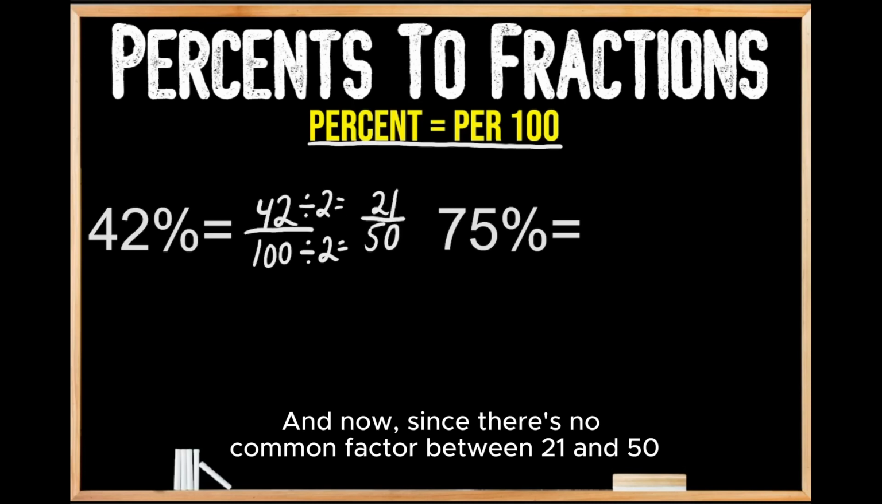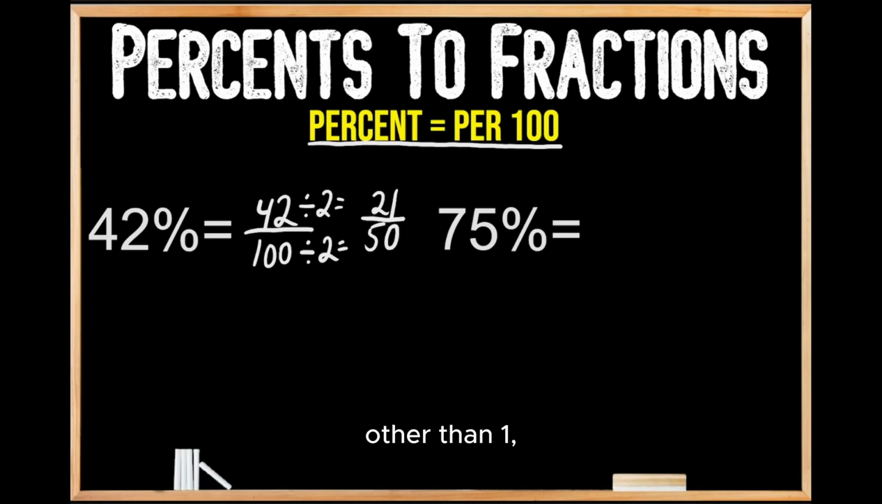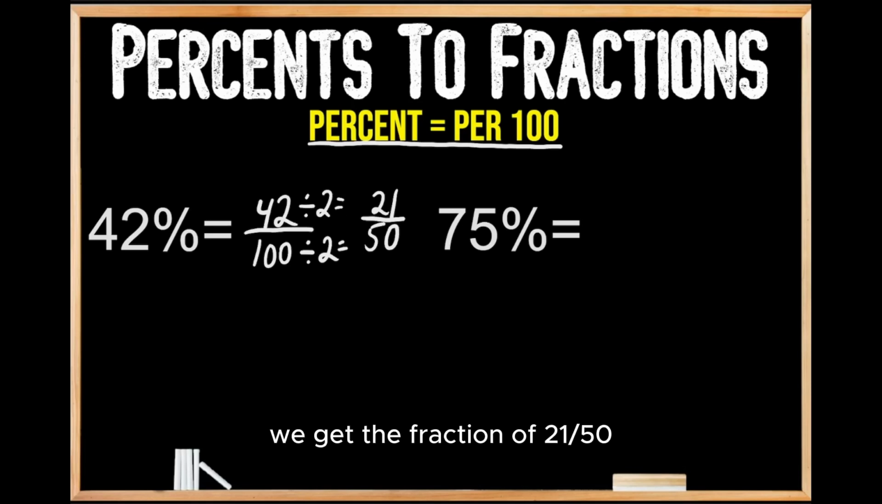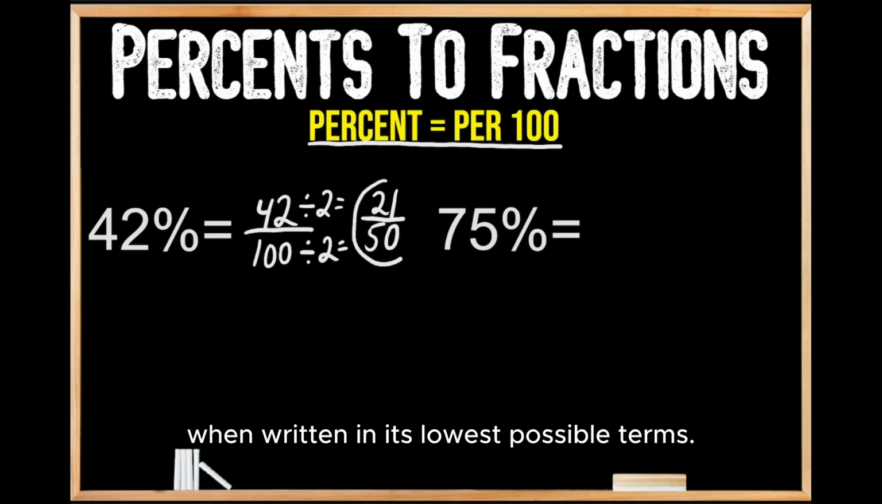And now, since there's no common factor between 21 and 50 other than 1, we know that we've written this fraction in its lowest possible terms. So when we convert 42% into a fraction, we get the fraction of 21/50ths when written in its lowest possible terms.